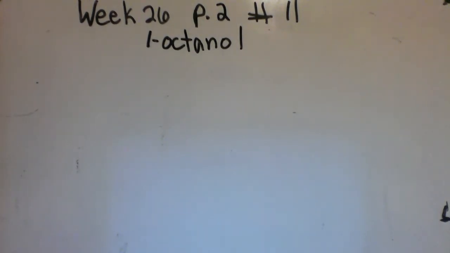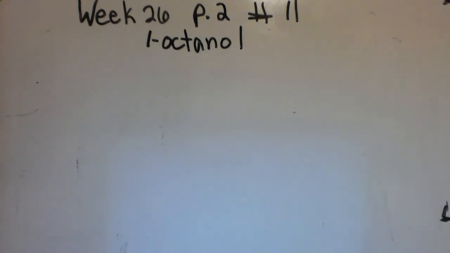Week 26, page 2, number 11. Draw a structural formula for 1-octanol. What type of alcohol is it? Well, we know that the OL ending is indicative of the structure of an alcohol, and oct has to do with 8 carbons in the chain. We know that if it says 1-octanol, the hydroxyl functional group, which is typical of an alcohol, is at the first carbon.